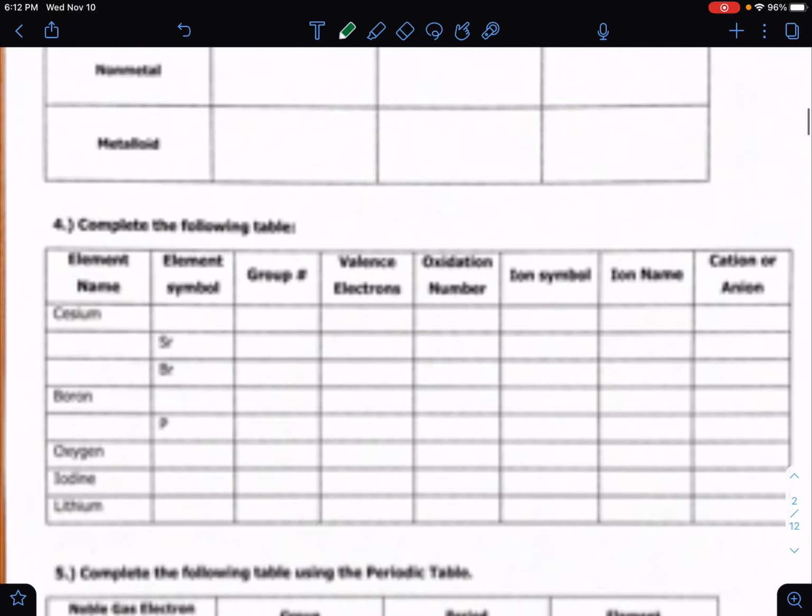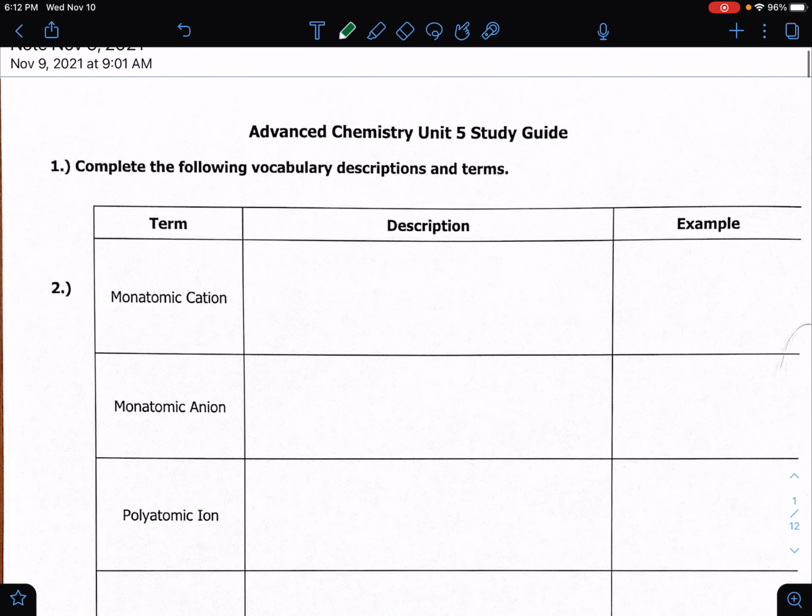So the first part of this review is going to be a little bit tedious because we're going to do a little bit of writing. Hopefully I'll get through this as fast as I can.